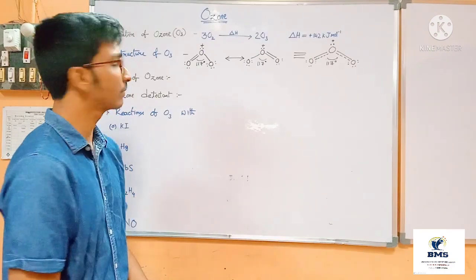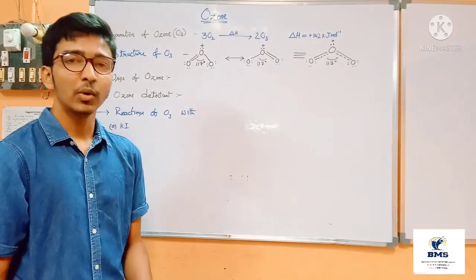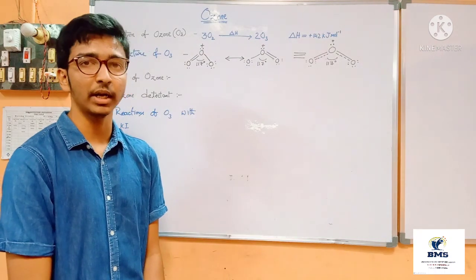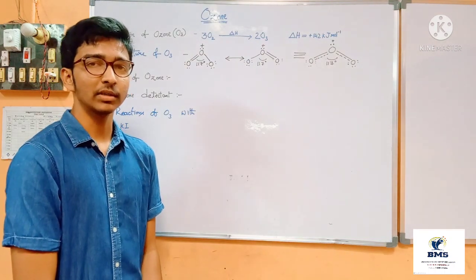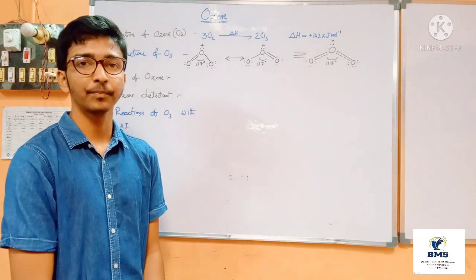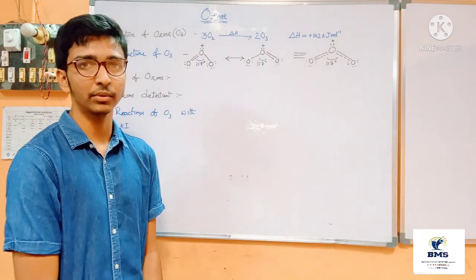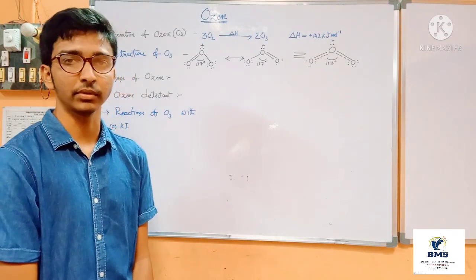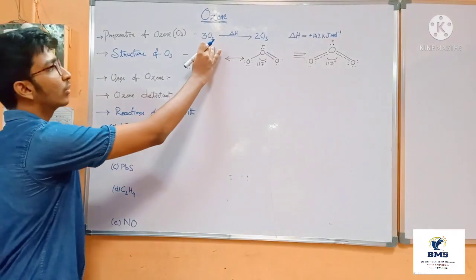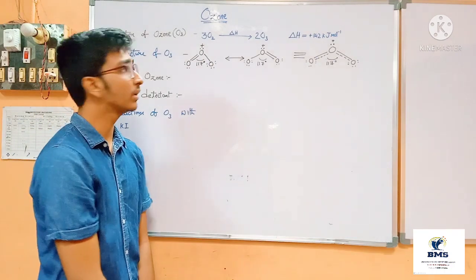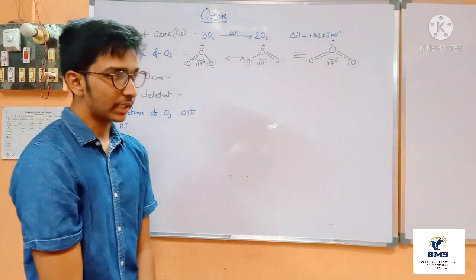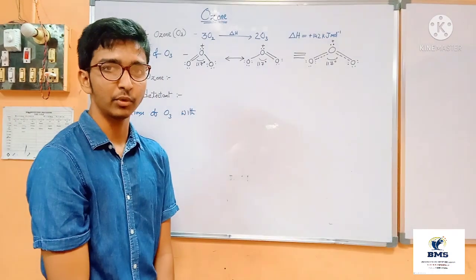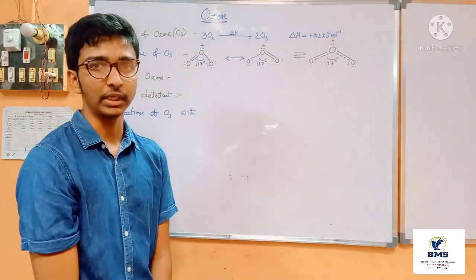First, preparation of ozone. Ozone is prepared when pure and cold oxygen molecules are passed through a silent electrical discharge, which gives ozone. Here, when three O2 molecules pass through silent discharge, with 142 kilojoules per mole, they give 2O3.